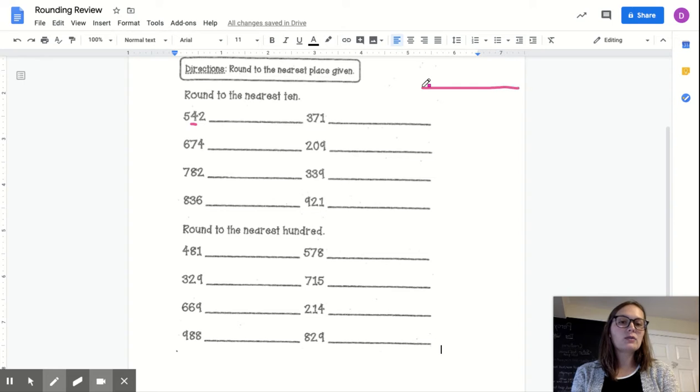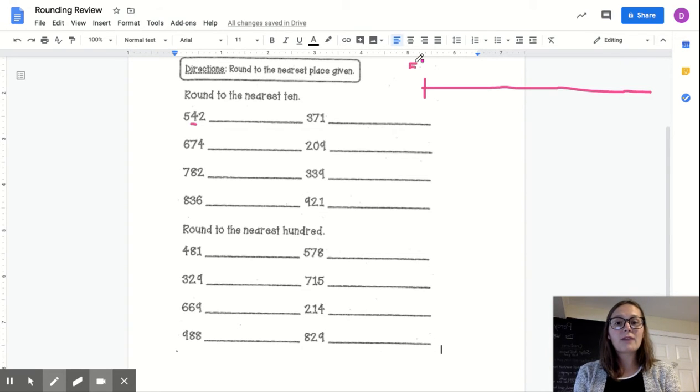So if I used a number line and I were counting by tens, I'm not going to start at 0 because then I would have to count a lot of tens to get up to 542. So I'm going to count the tens that are around 542. Remember, tens always end in a 0. So what number is ending in 0 or really close to 542?